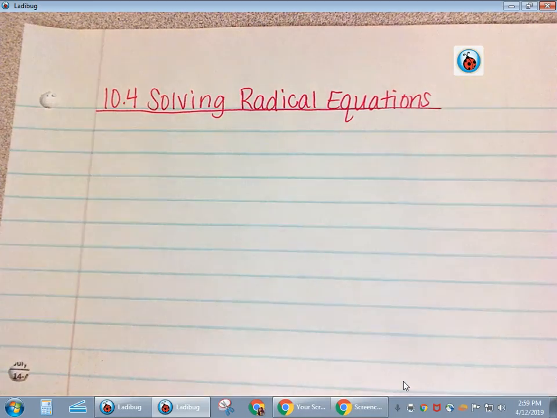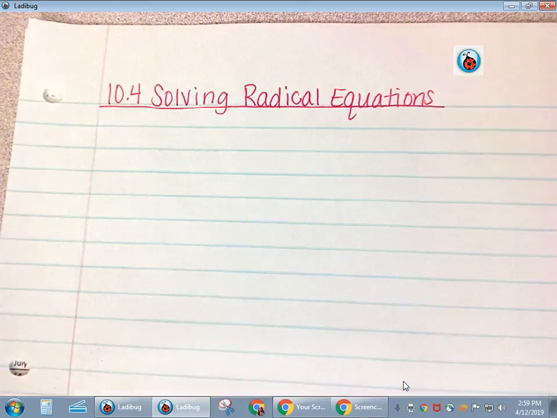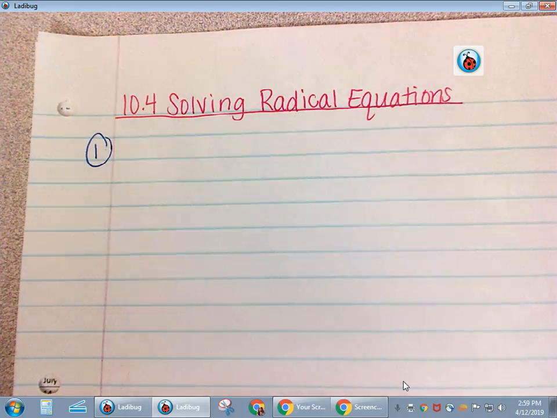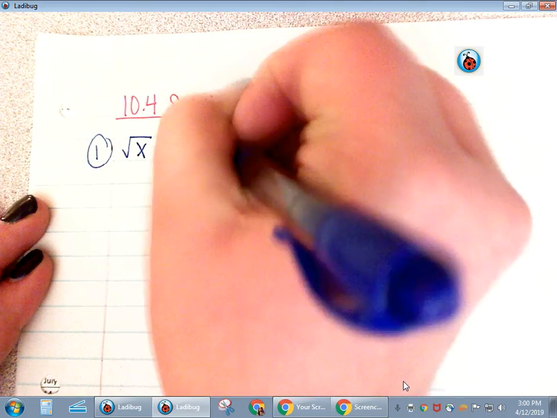We're gonna work on our notes on 10-4, solving radical equations, and we're gonna jump in with a couple examples here. There will be like 4 types of problems that we'll address. So we're gonna do 2 of each of them. So let's jump in. The first one is the square root of x plus 7 equals 16.